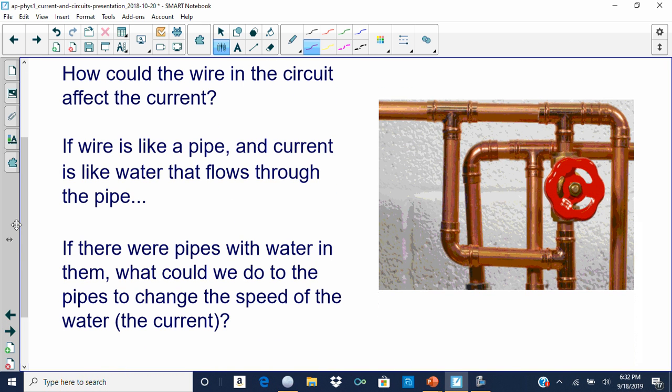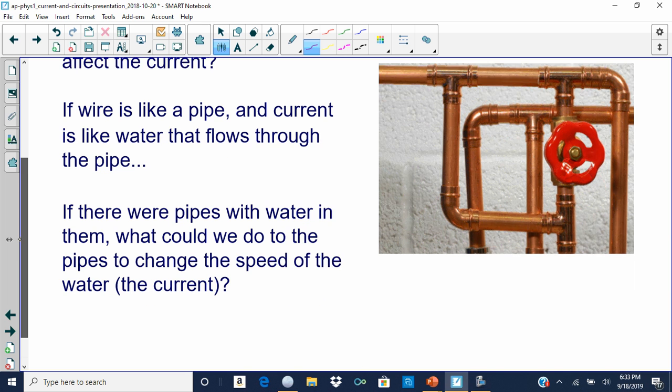If a wire is like a pipe and the current is like water that flows through the pipe, well then, if the pipe is thicker or wider, you can get more water flow through it. So if the wire is wider, you could probably get more current through it, or more electrons to move along it.